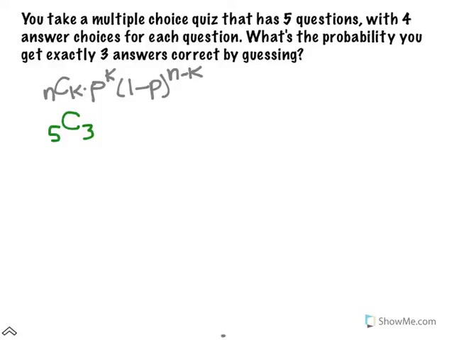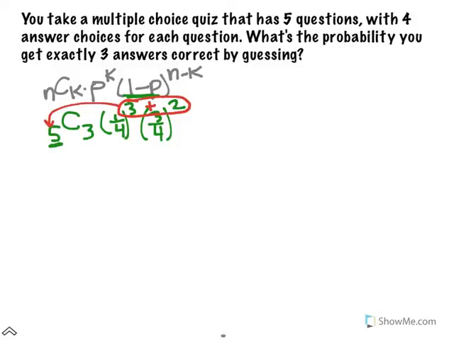The probability of getting it correct, well remember there's 4 answer choices, so the probability of a success is a 1 out of 4 chance, and you want it correct 3 times. There's a 3 out of 4 chance of failure, because remember 1 minus p is the failure, and this is going to be twice, because there's 5 trials, and that means if you're getting it correct 3 times, then you would have to get it incorrect twice. Notice what these add up to. They always add up to the total number of trials that you have.